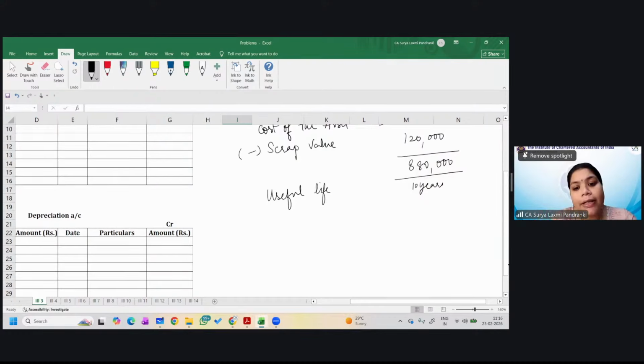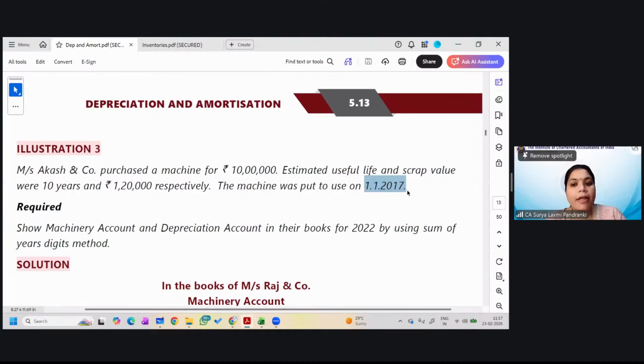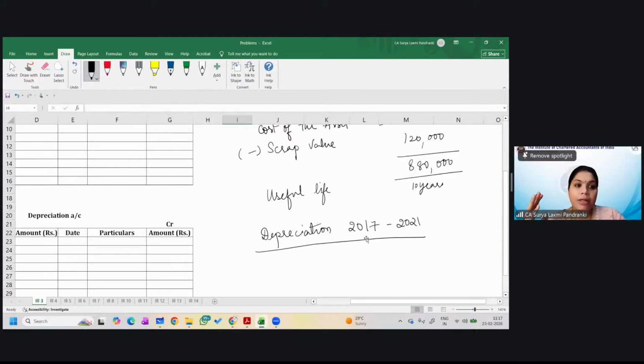Now, let us calculate depreciation from 2017 to 2021. Look at the question. 2017 they have purchased, and they're asking us to do in the books of accounts of 2022, which means we will take the opening balance as at 2021, right? So we are calculating depreciation till 2021. How many years depreciation you have to calculate? 2017, 18, 19, 20, 21, which means 5 years depreciation have to be calculated.